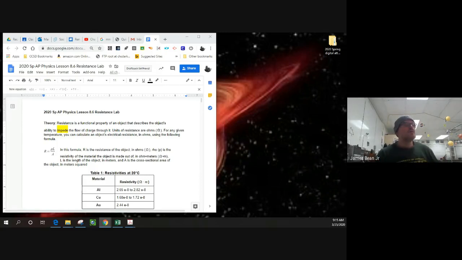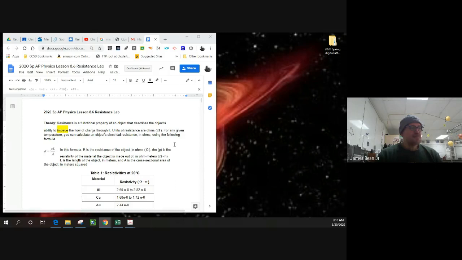Today, we're going to discuss a video about lesson 8.6. This is the resistance lab. Here it is. Read you the theory. Resistance is a functional property of an object that describes its ability to impede or stop electron flow, or flow of charge, through it. Units of resistance are ohms, with this symbol here.